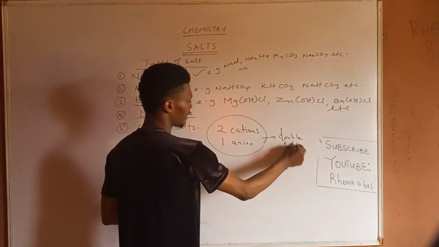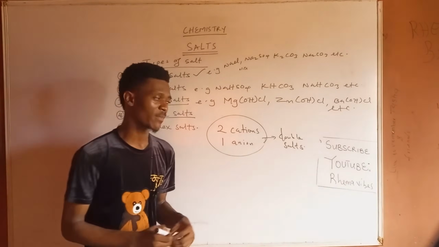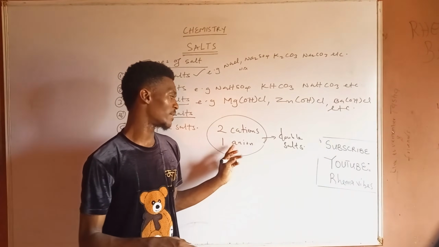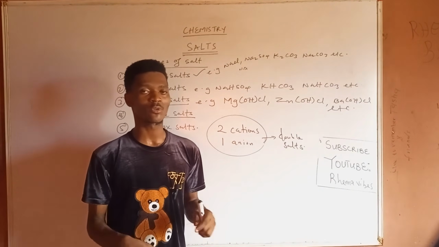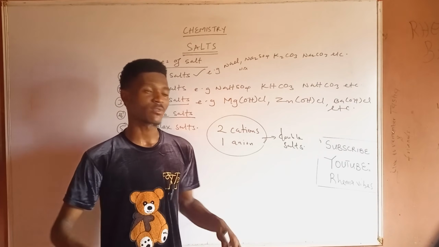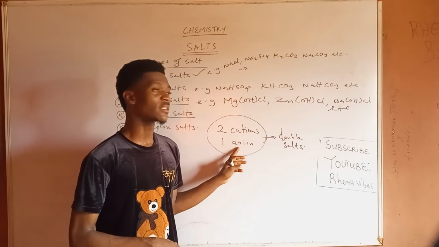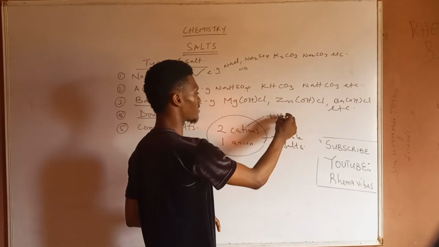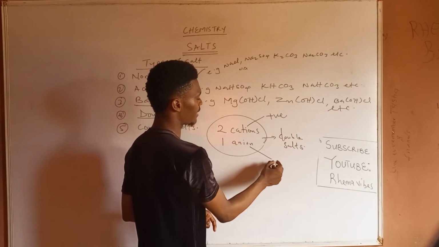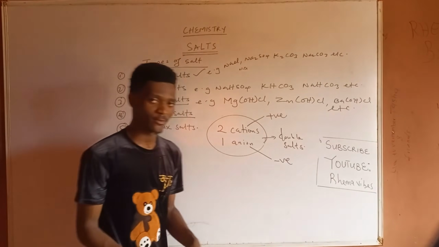Alright? So what did I say? I said double salts are characterized by two cations and one anion. What does that mean? It means when you dissolve double salt in water, it tends to dissociate into two cations and one anion. Don't forget, cations are considered to be the positively charged ions, while anion is considered to be the negatively charged ion. Alright?